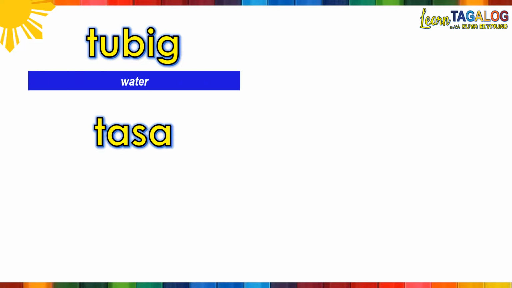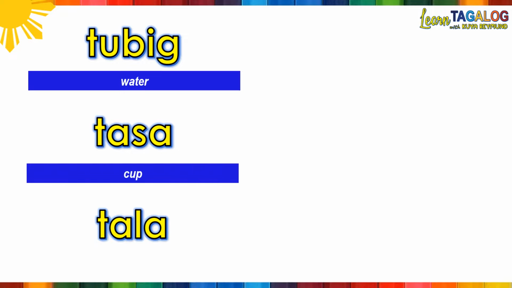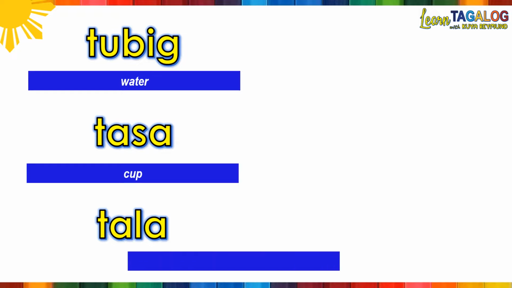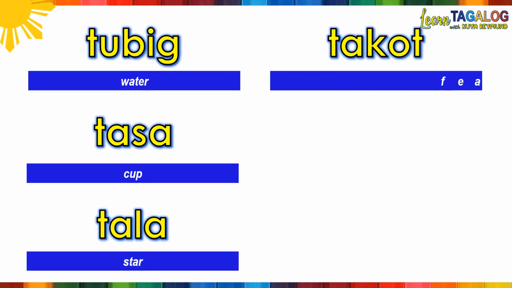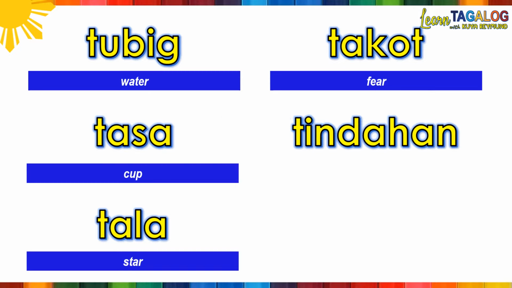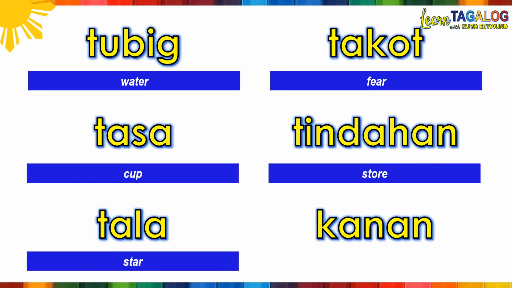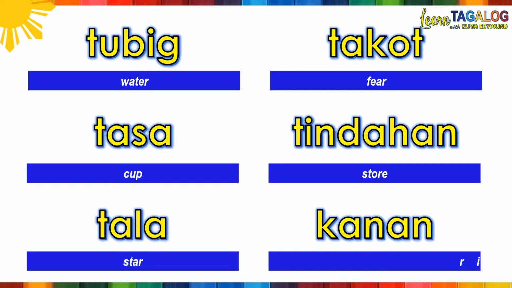Mahusay. Very good. Let us have some more examples. We have the word tubig. Next is tasa. We also have the word tala. Next is takot. We also have tindahan. We also have kanan. Let us all read again.